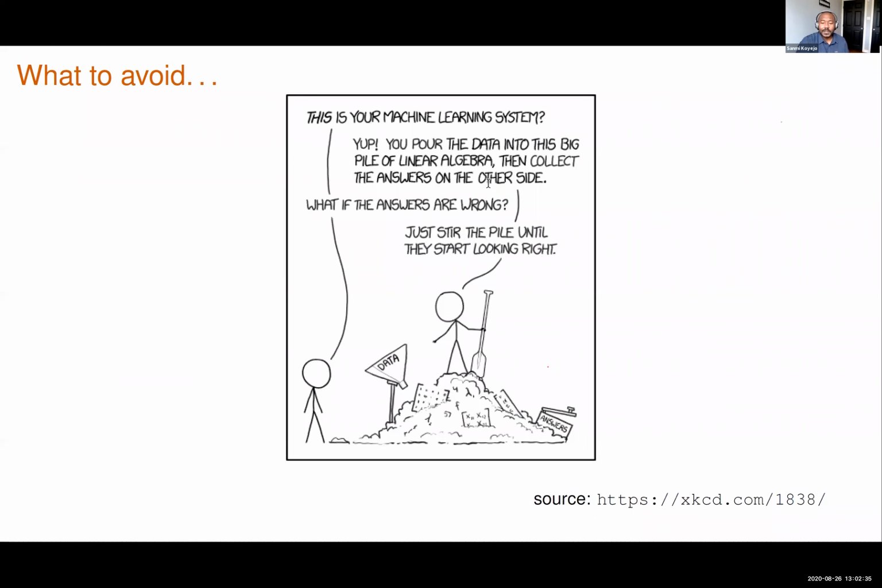Okay, so new cartoon break. Another XKCD cartoon. Here's a parody of what you might often think machine learning does. This parody says, on the left-hand side, this is your machine learning system. The machine learner, yep, pour your data into this big pile of linear algebra and then collect the answers on the other side. And then the left is saying, well, what if the answers are wrong?